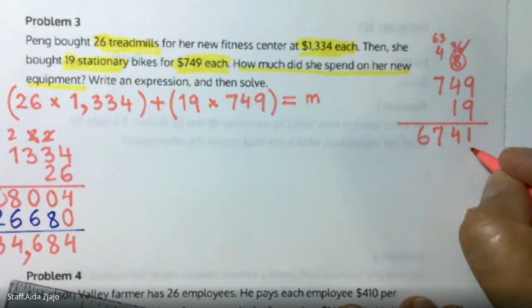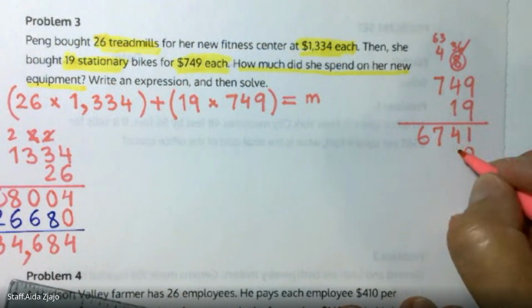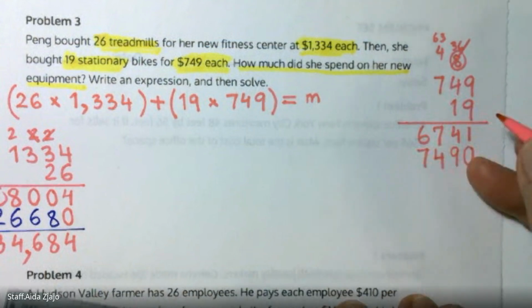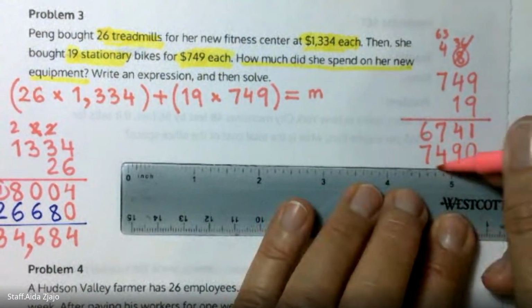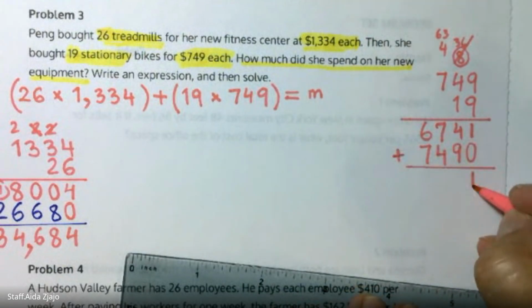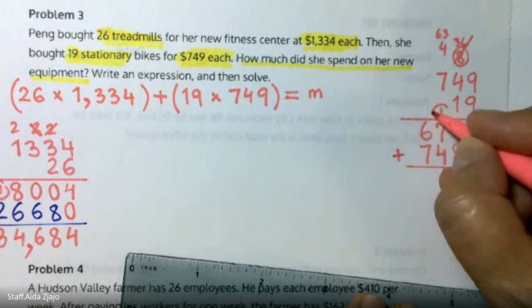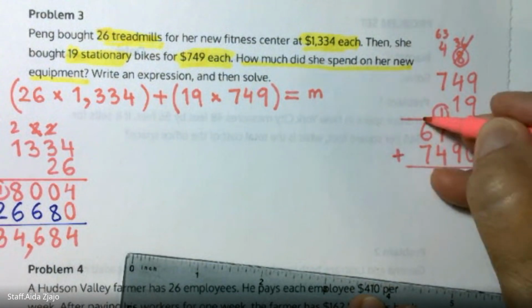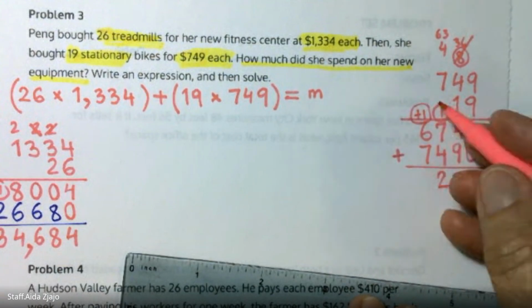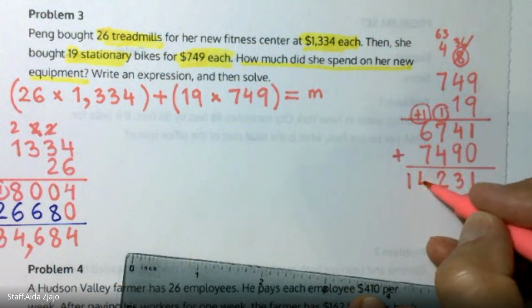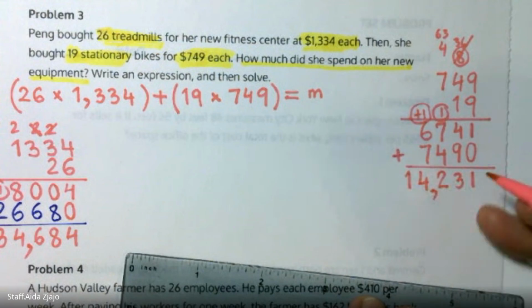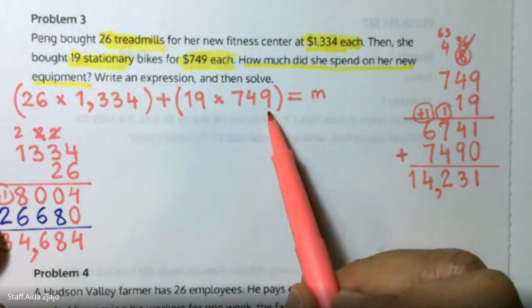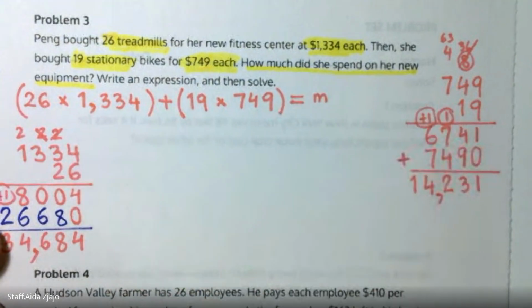Now we're done with ones, put the 0. 1 times 9 is 9. 1 times 4 is 4. 1 times 7 is 7. And now adding, 1, 3, I remember 1. So 7 and 1 is 8, plus 4 is 12, make 1,000. So 7 plus 7 is 14. So $14,231 is this product right here. So now we put all this together.